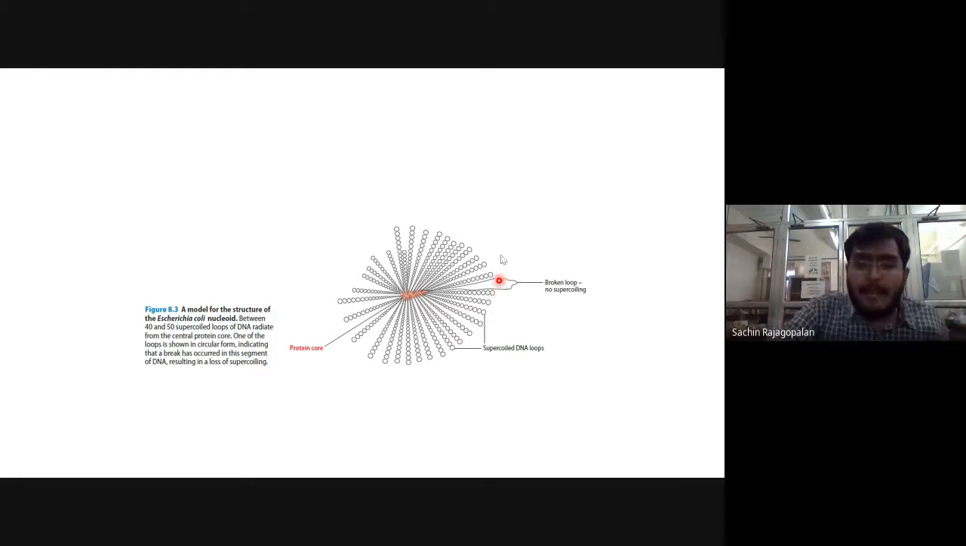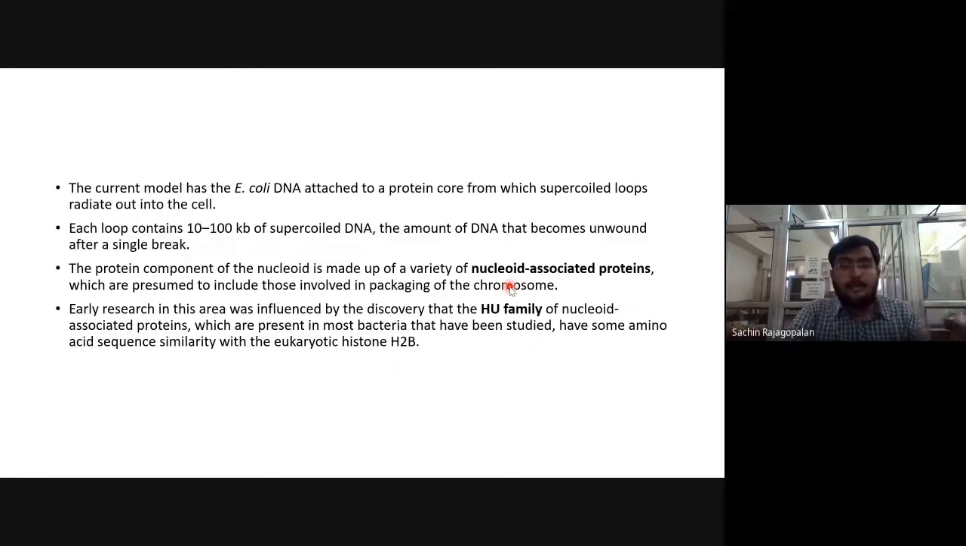So ये सारे मेरे domains हैं, अलग-अलग domains हैं same organism के genome के. एक breakage के वजह से बाकी domains unaffected. They are not facing the brunt of it. Only the part where there is a break, you will see that the supercoiling is lost. The rest of the domains are intact. That is what I'm trying to say.